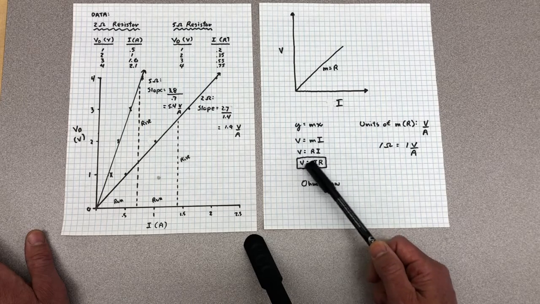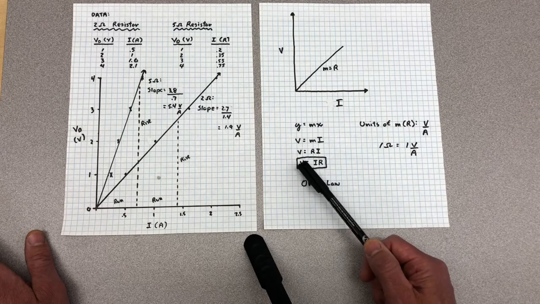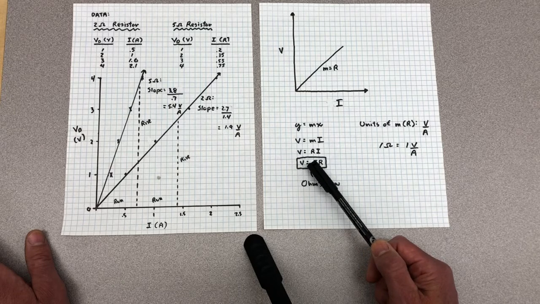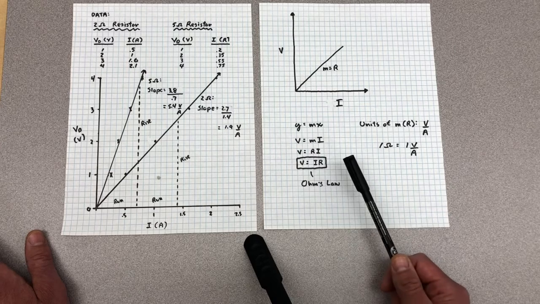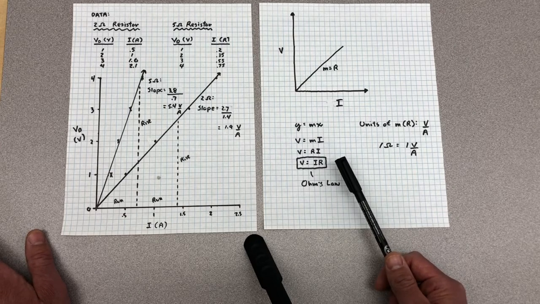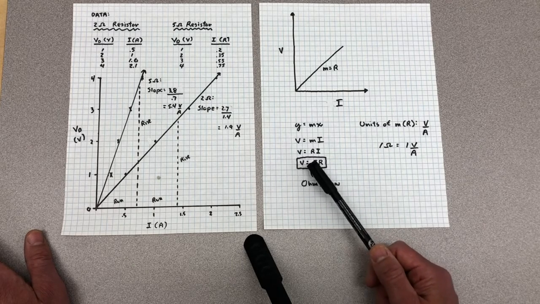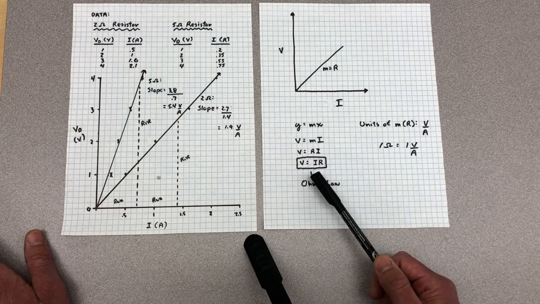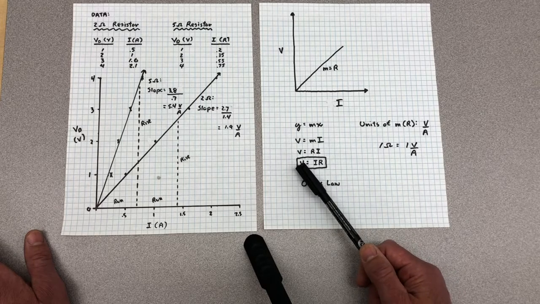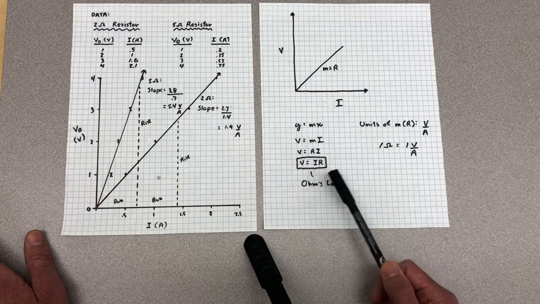Or more commonly, it's written like this: V is equal to I times R. This is called Ohm's law. And remember, V is the voltage drop across the resistance, I is the current through the resistance, and R, of course, is the resistance itself. And that is the main thing that we want you to come away from this lab with. V is equal to I times R, Ohm's law. The voltage drop across a resistor is equal to the current through it times the resistor itself.